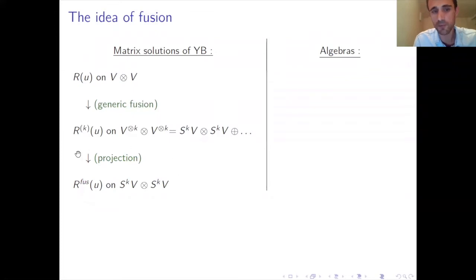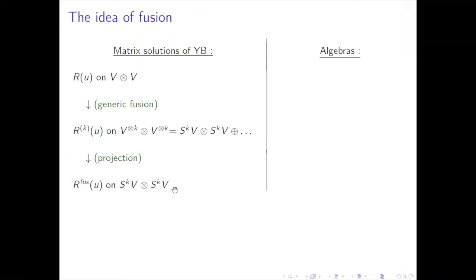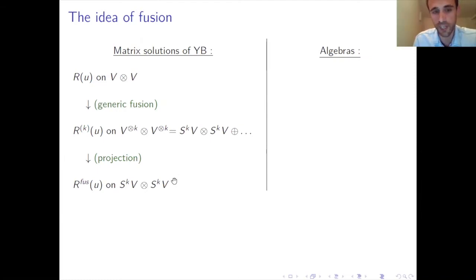But this is, in my point of view, where the fusion procedure is very nice. This is where the miracle happens. Because of course, if I take any endomorphism of this space, there is no reason that I could restrict it to this one. So it turns out that it's possible for this solution, but for a very definite choice of the free parameters that we had. So there is a special point in the space of parameters which allows to make this projection and obtain what I will call the fused solution on this space.